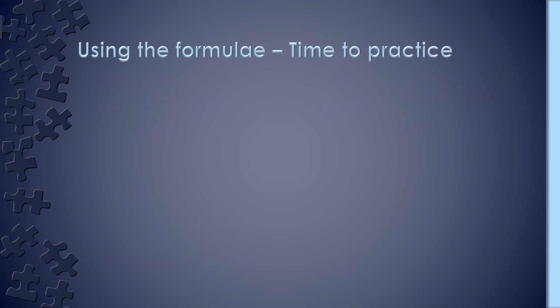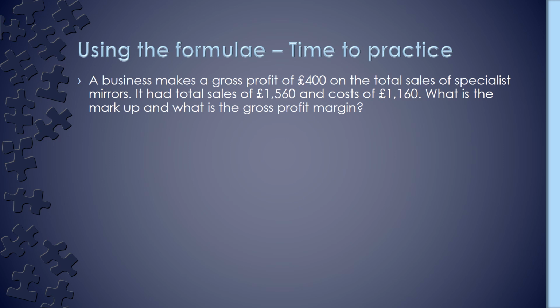Okay, so let's have a look at the question then and just work it through quickly. So here's our question. The business makes a gross profit of £400 on the total sales of specialist mirrors. The total sales were £1,560 with costs of £1,160. What is the markup and what is the gross profit margin?